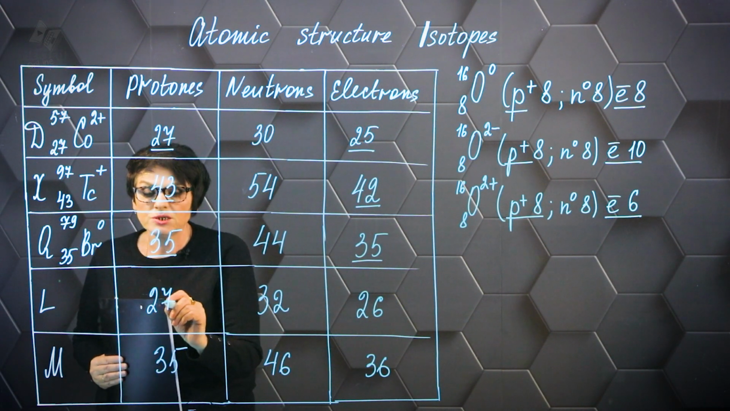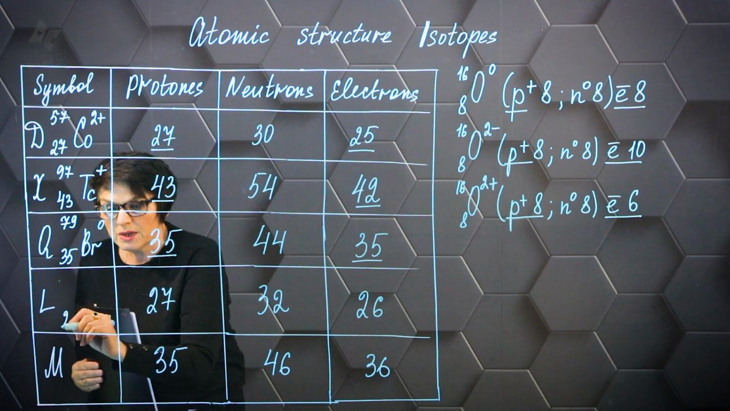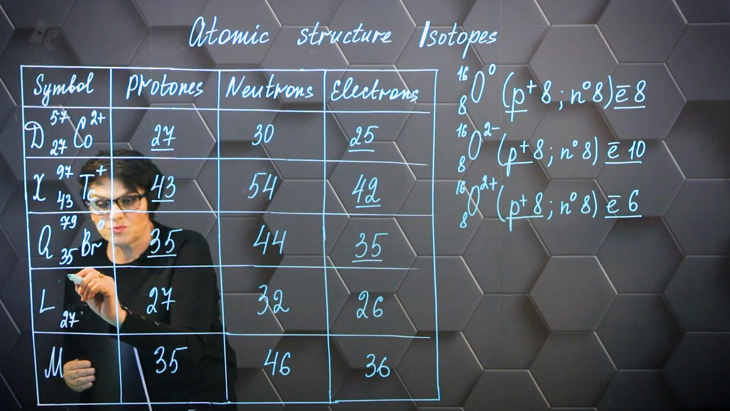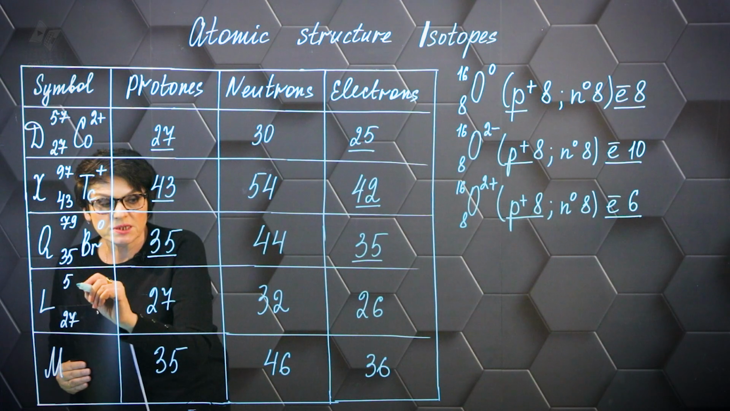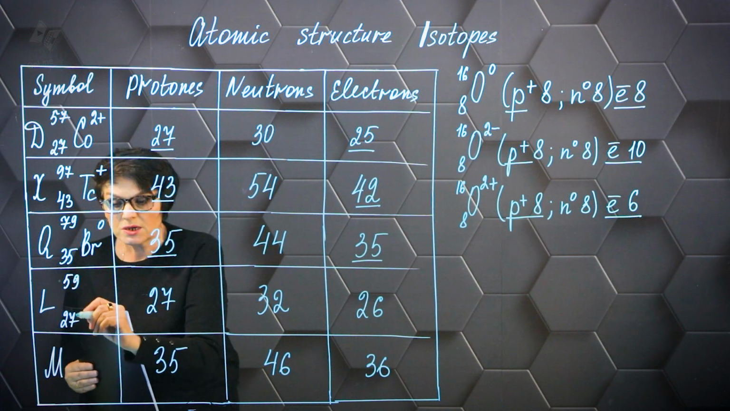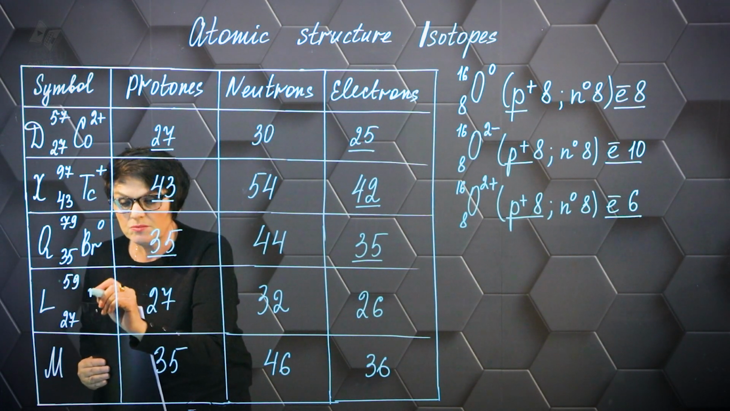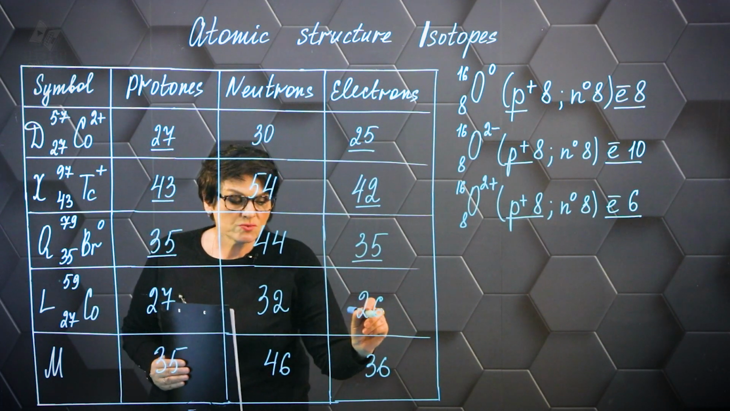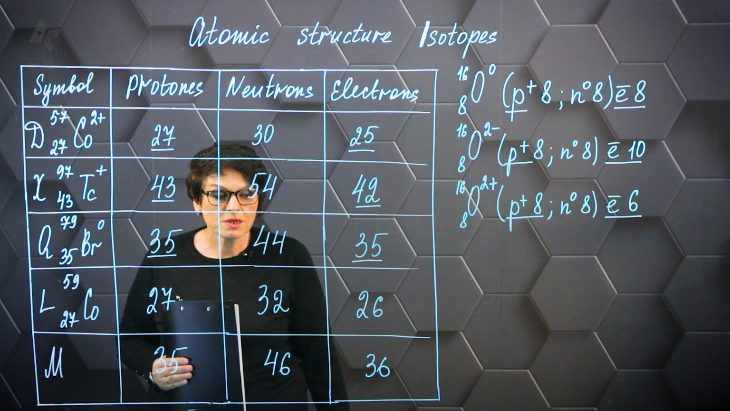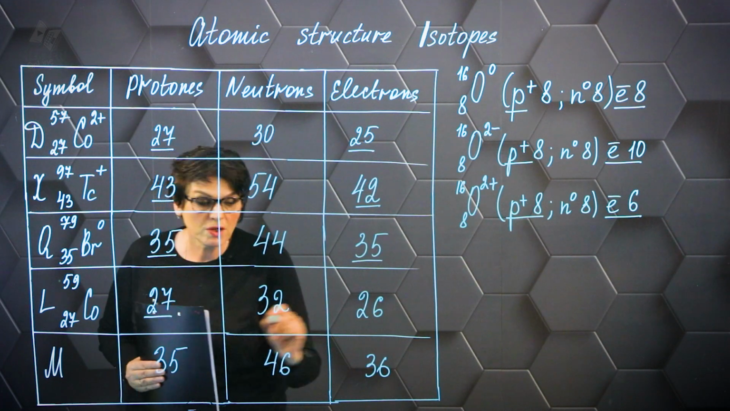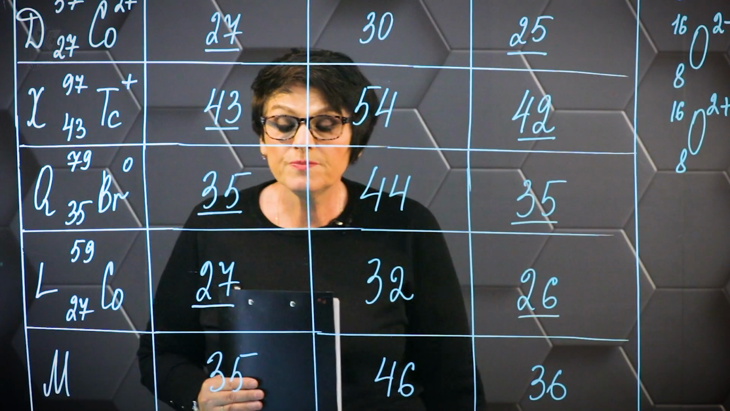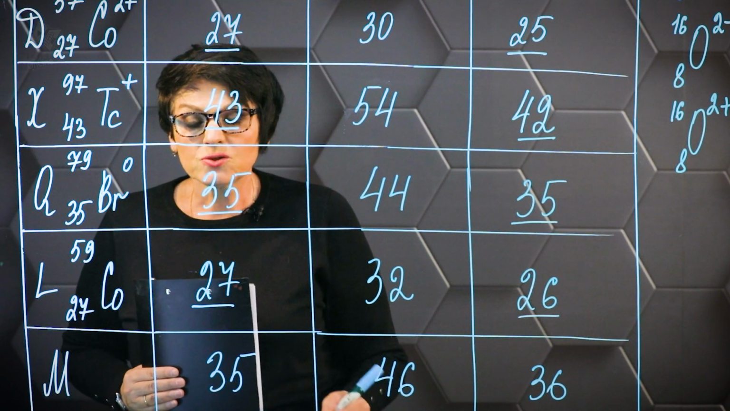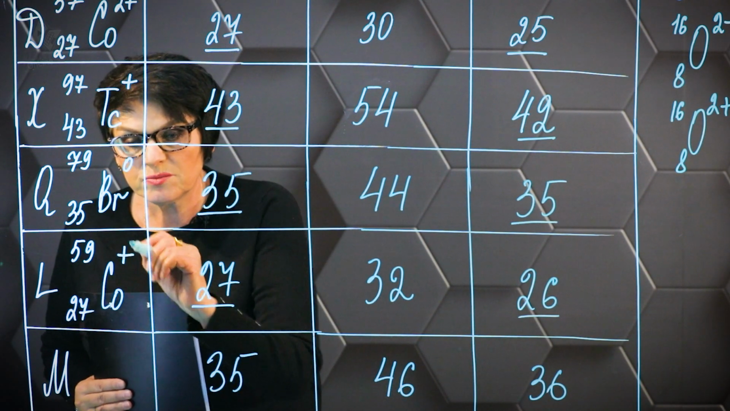The next particle is 27. So the number 27 plus mass 32 makes it 59. But since the number 27 is the element cobalt, we write down that it's cobalt. Now let's see, it has 26 electrons, but 27 protons. So again, there are more proton particles, so cobalt will have a plus charge.